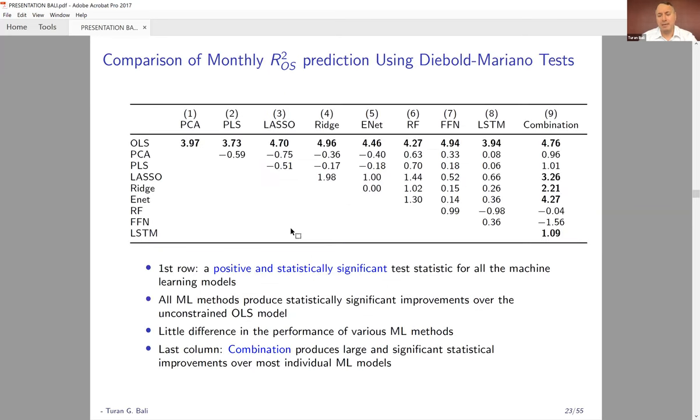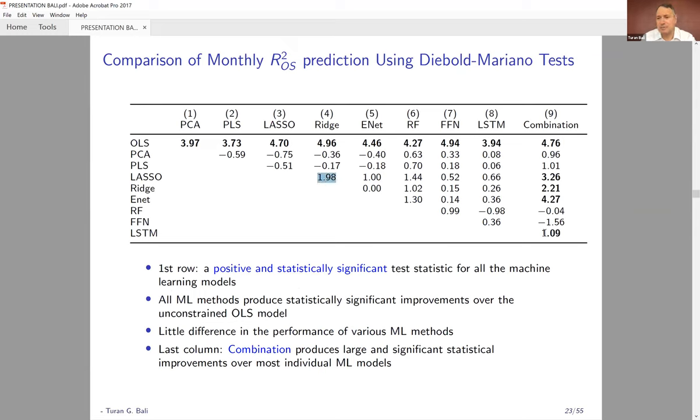When we compare the alternative models, these are pairwise comparisons. In this table, the bold stats are DM statistics. They are all significant, which means OLS is rejected in favor of the machine learning models. When we look at the pairwise comparison of the machine learning models, there is no clear winner. You can speculate on the magnitude of the DM statistics for Ridge versus Lasso.